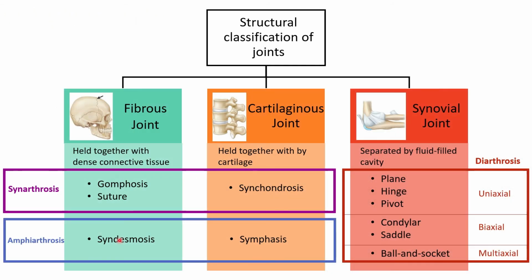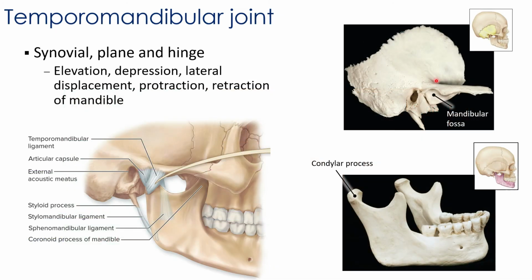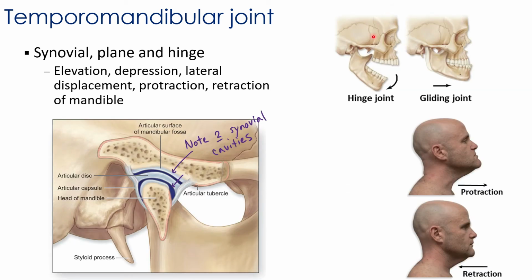The last articulation that I want to talk about with the skull brings us back to our synovial joints, which we've spent a lot of time on, and that specifically is the temporomandibular joint. This is an articulation that is formed between the condylar process of the mandible, which is also known as the mandibular condyle, and the mandibular fossa of the temporal bone. Now, this joint is structurally classified both as a synovial plane and hinge joint. This is the only mobile articulation between bones of the skull, and it has several unique features.